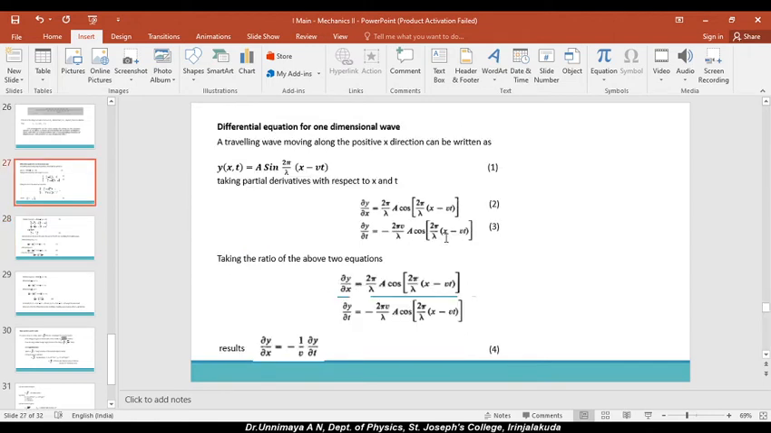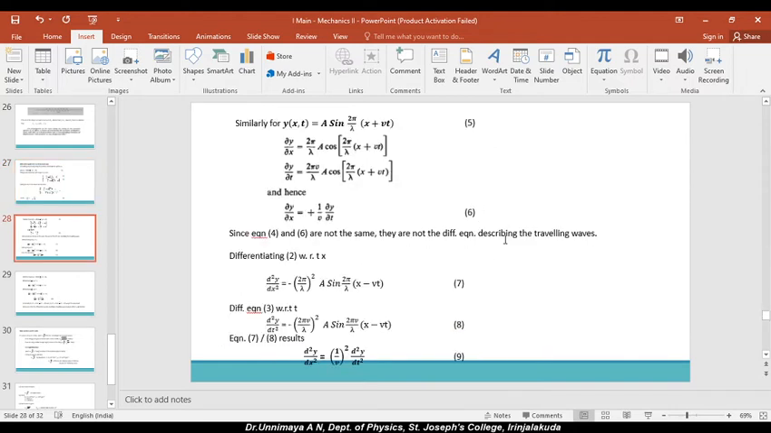That is, we first differentiate equation 2 with respect to x and equation 3 with respect to t, and you will get ∂²y/∂x² and ∂²y/∂t². So equation 7 and 8 result. We divide equation 7 by equation 8. You will get ∂²y/∂x² divided by ∂²y/∂t² equal to 1/v². Take the term in the denominator to the right hand side. We get ∂²y/∂x² equal to 1/v² ∂²y/∂t².